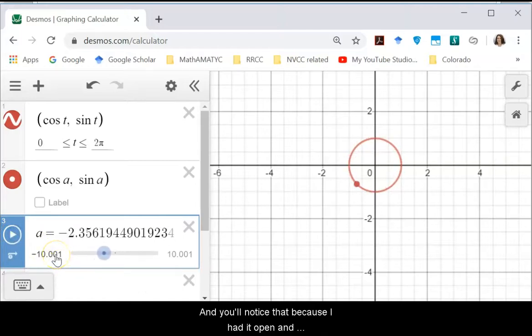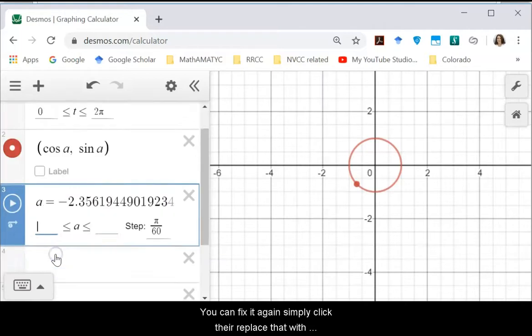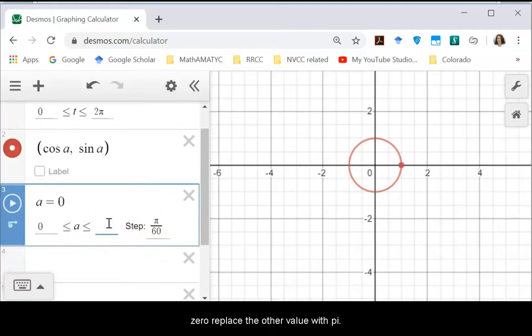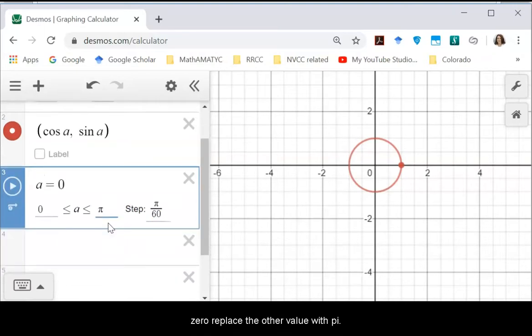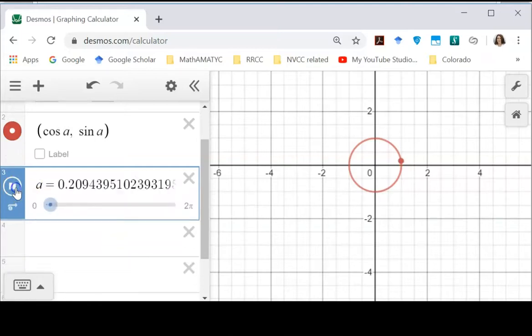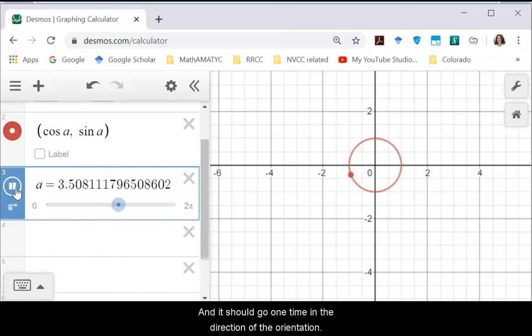And you'll notice that because I had it open and playing at the same time, it also messed up my limits. So be careful when you're doing it that you don't accidentally change the values unintentionally. You can fix it again. Simply click there, replace that with 0, replace the other value with pi, or 2 pi rather, and then you can click on play. And it should go one time in the direction of the orientation.